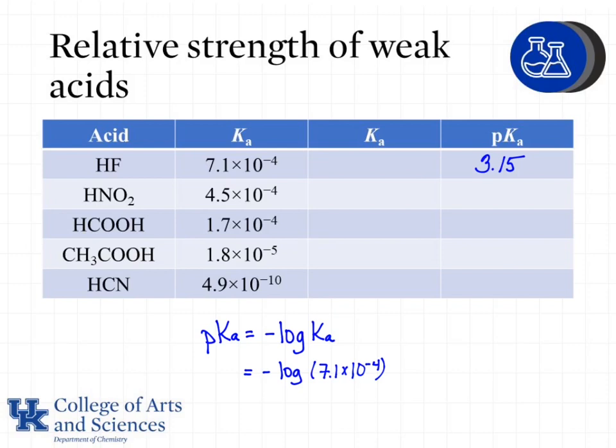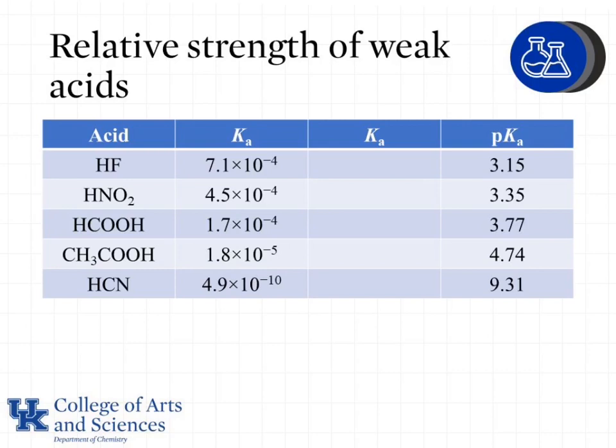Next, we'll find the pKa value for HNO2, which has a Ka value of 4.5 times 10 to the minus 4th. The negative log of 4.5 times 10 to the minus 4th is equal to 3.35. If we continue this process, we can find pKa values for every Ka value. The values of Ka and pKa give us information about the strength of the acid.